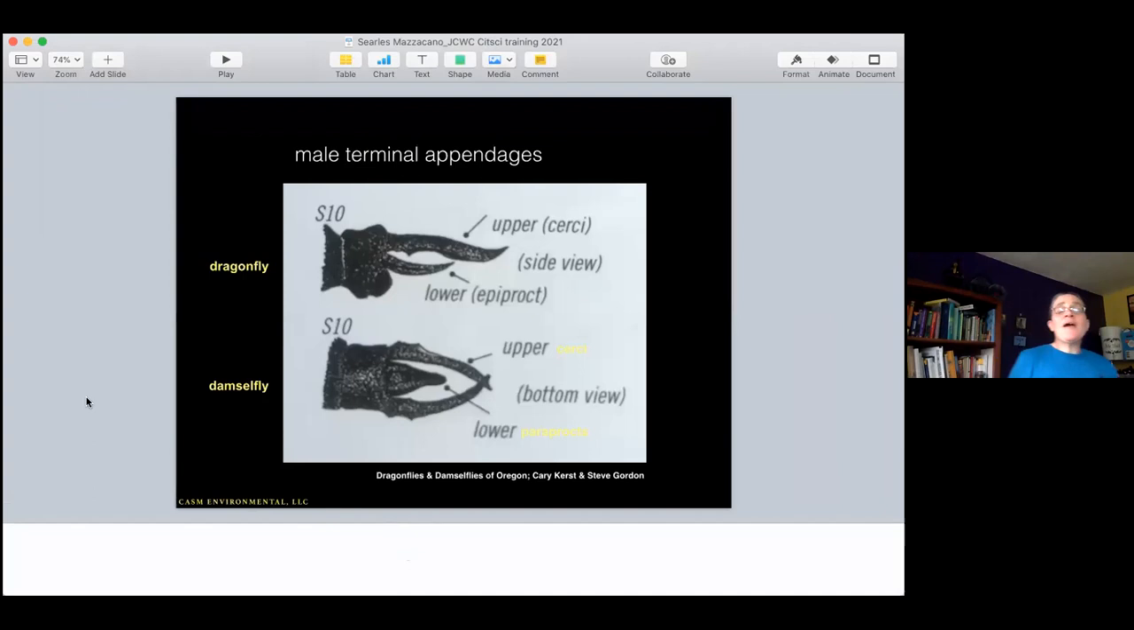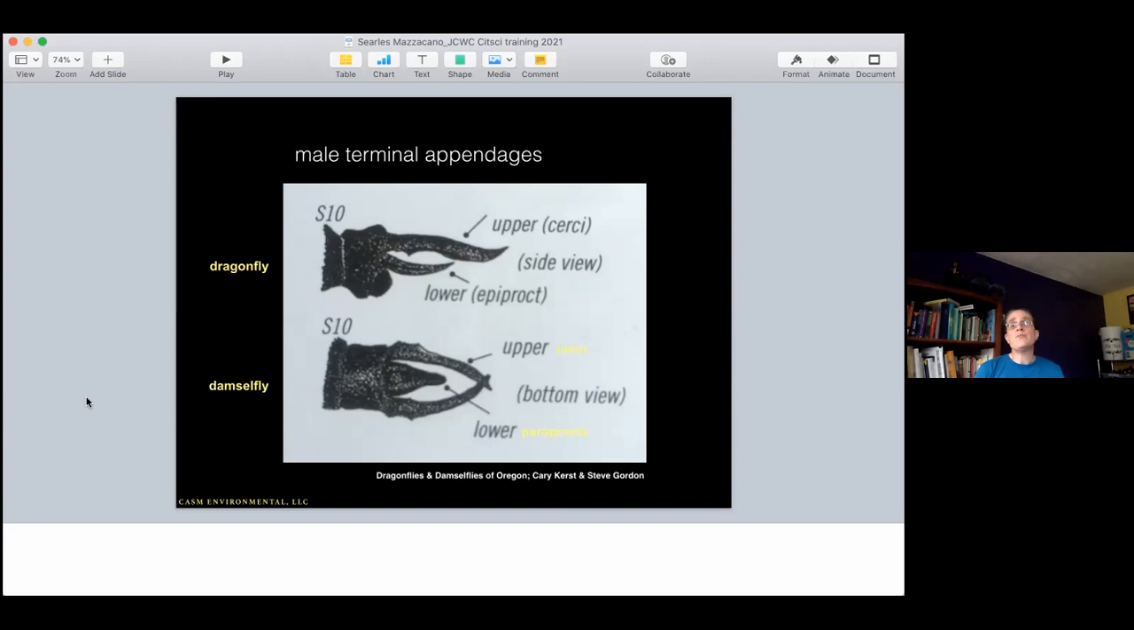So those terminal appendages that are located at the tip of the abdomen, if we are looking at males, and the upper part here shows what they look like in a dragonfly, the lower one shows what they look like in a damselfly, a little bit different, although they serve pretty much the same function. You have these longer upper structures that are called cerci. Singular would be cercus, C-E-R-C-U-S. And again, those can be diagnostic for species.